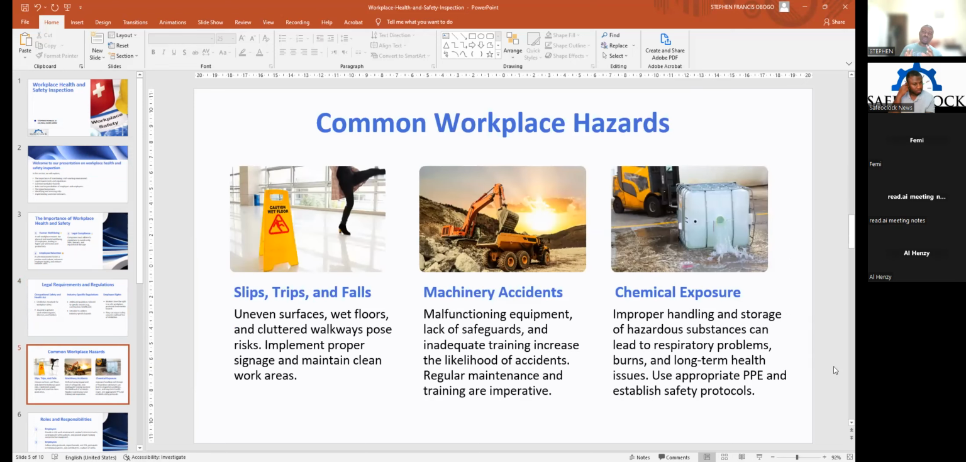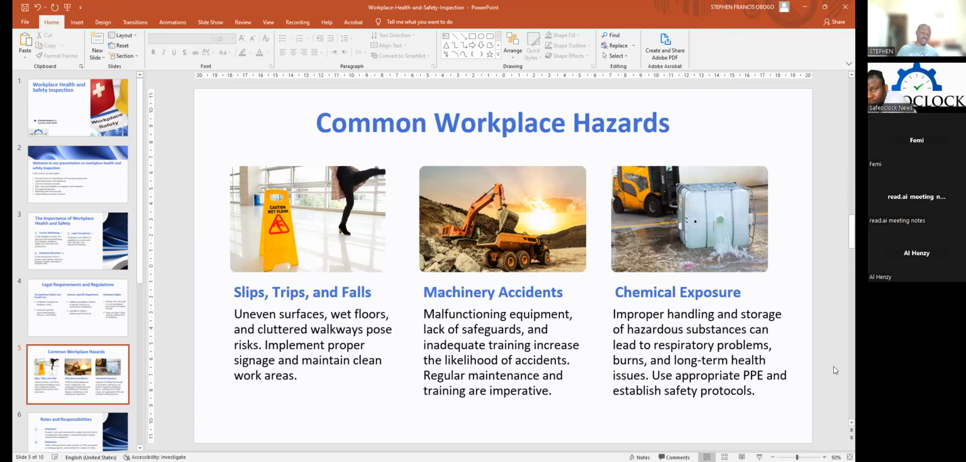Okay, but I will just focus on 3, which probably we are familiar with. We have the slip, trip, and fall hazard, and this could occur when we have an uneven surface, when the floor is wet, or when you have maybe a cluttered walkway. This poses a risk of slip, trip, and fall. It is encouraged that we implement proper signage and maintain a clean work area so that we will be able to prevent such kind of hazard from happening.